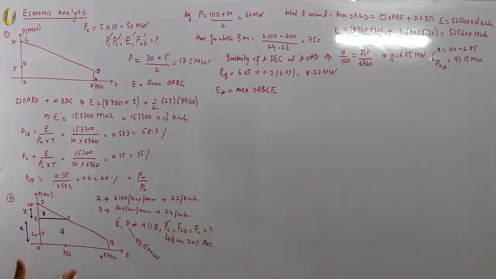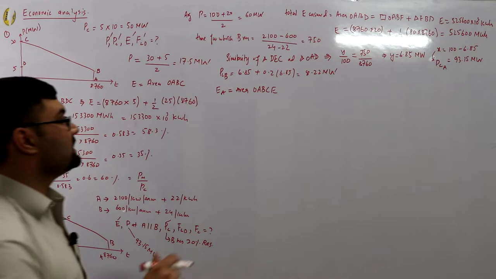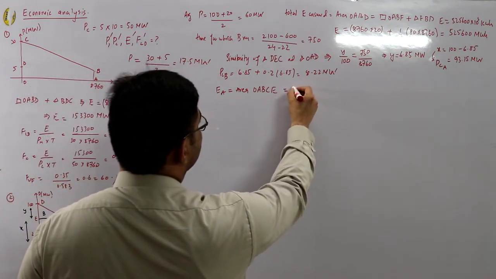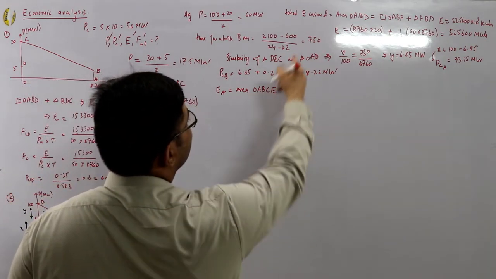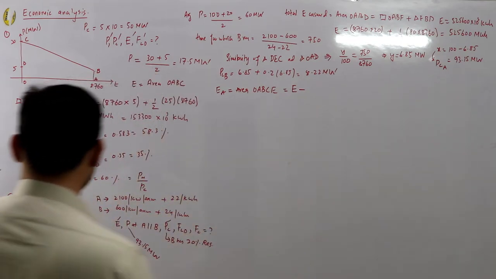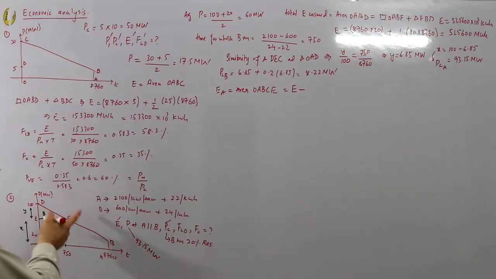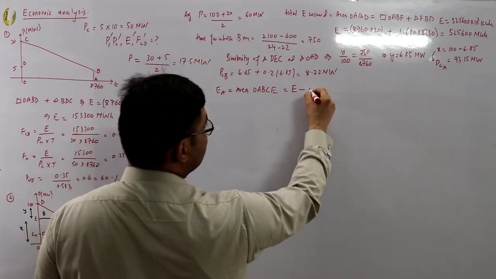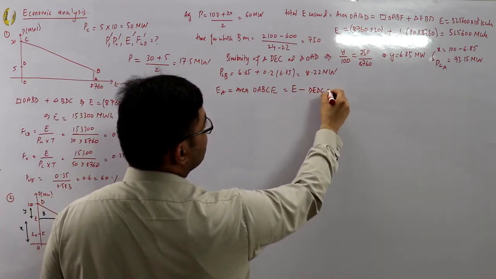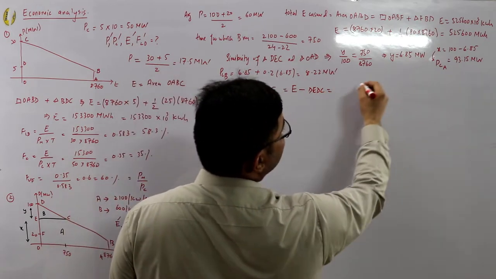Now whatever approach you want to apply, I would like to take the whole energy units and subtract from it. So will it not give me? Yes, it will. I have the total energy units E minus the area being supplied by B, which is the area of the triangle E, D, C.